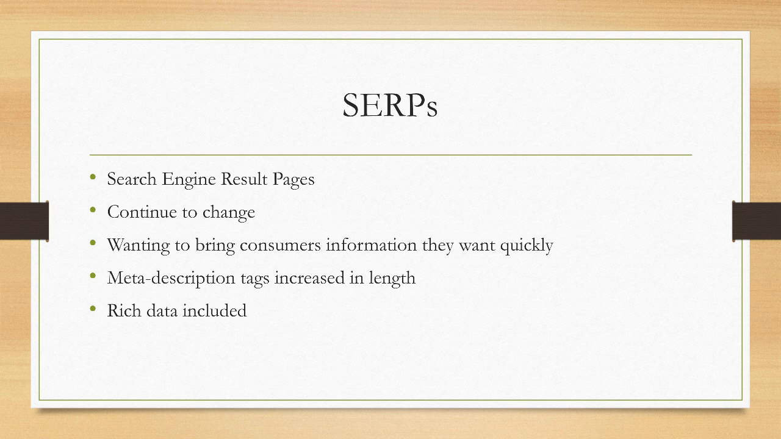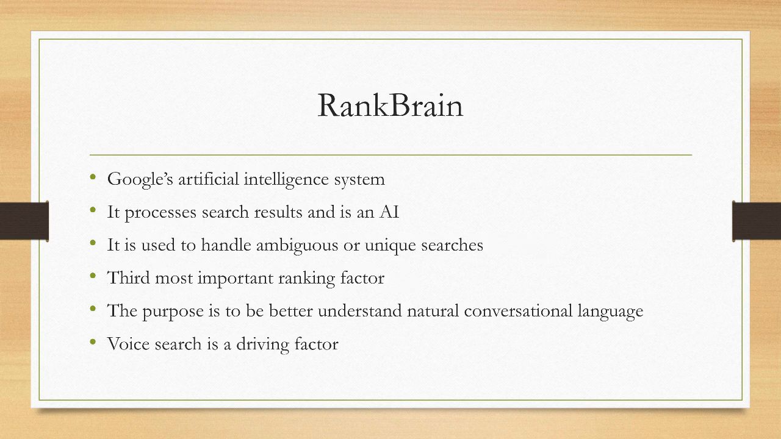Now, I wanted to look at a few things that I wanted you to know about SEO. Now, the next is RankBrain, and this is Google's artificial intelligence system. It processes search results and is an AI. And guess what? It's used to handle a lot of search results. It's the third most important ranking factor, and its purpose is to better understand natural conversational language because we're doing so much more search using things like Siri and Alexa and Hey Google to process stuff.